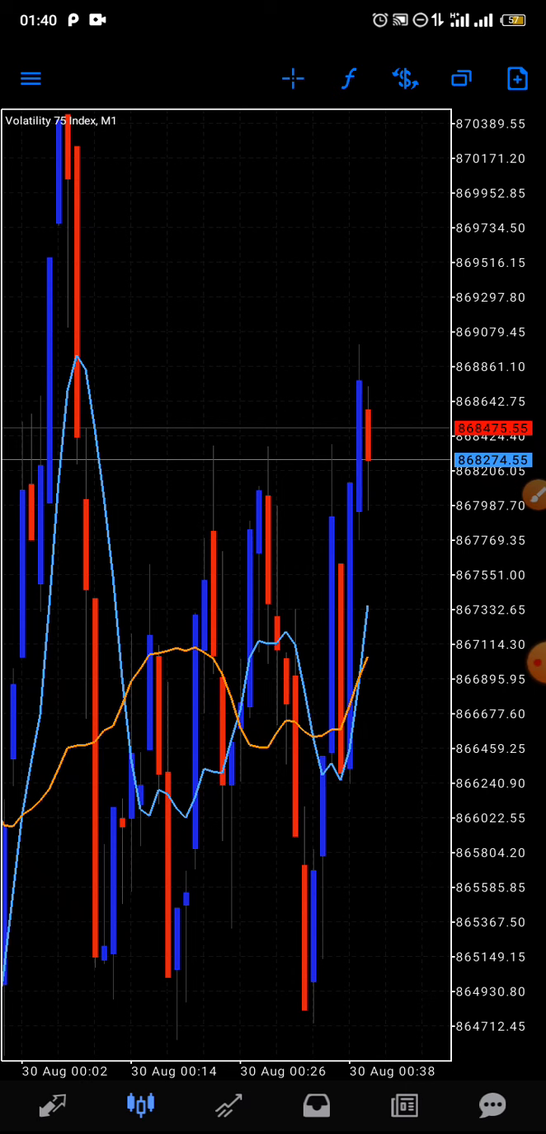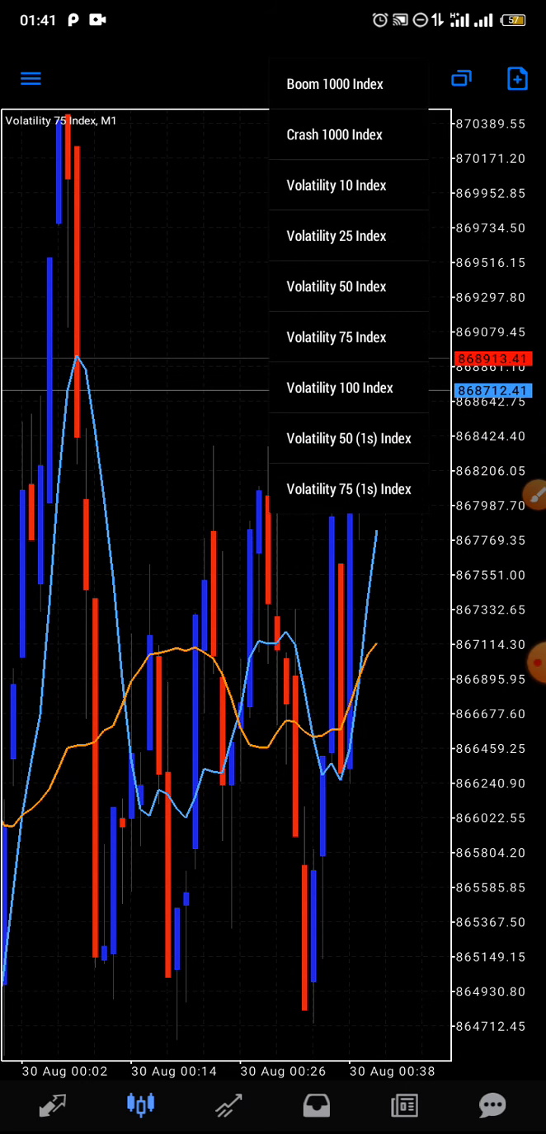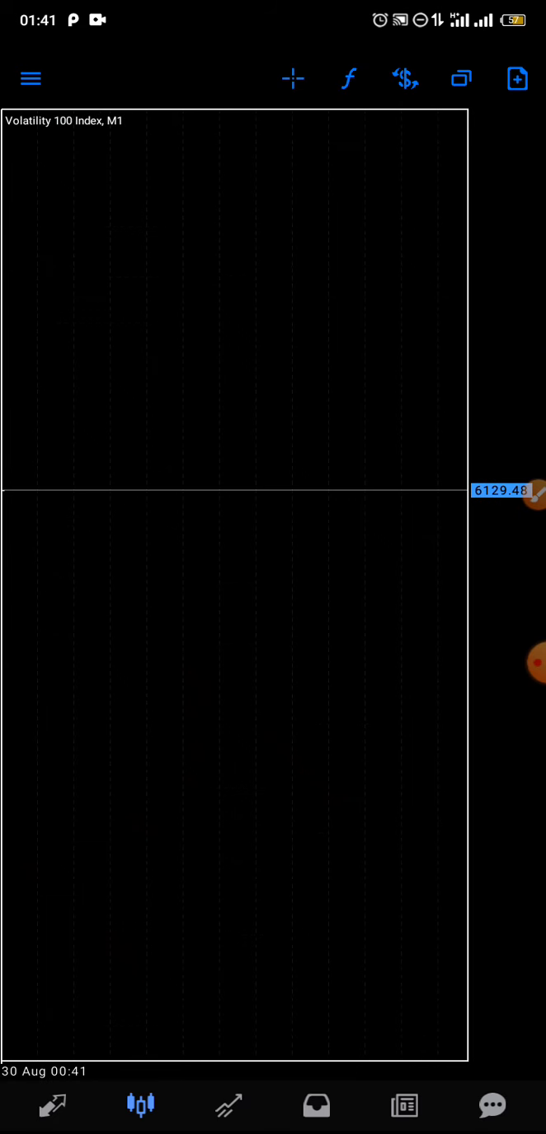Okay, so that's basically all about this strategy. You can use it on any volatility indices. Let's check it out on our volatility indices. But I trade it better using the volatility 75 indices. So I suggest you try it.